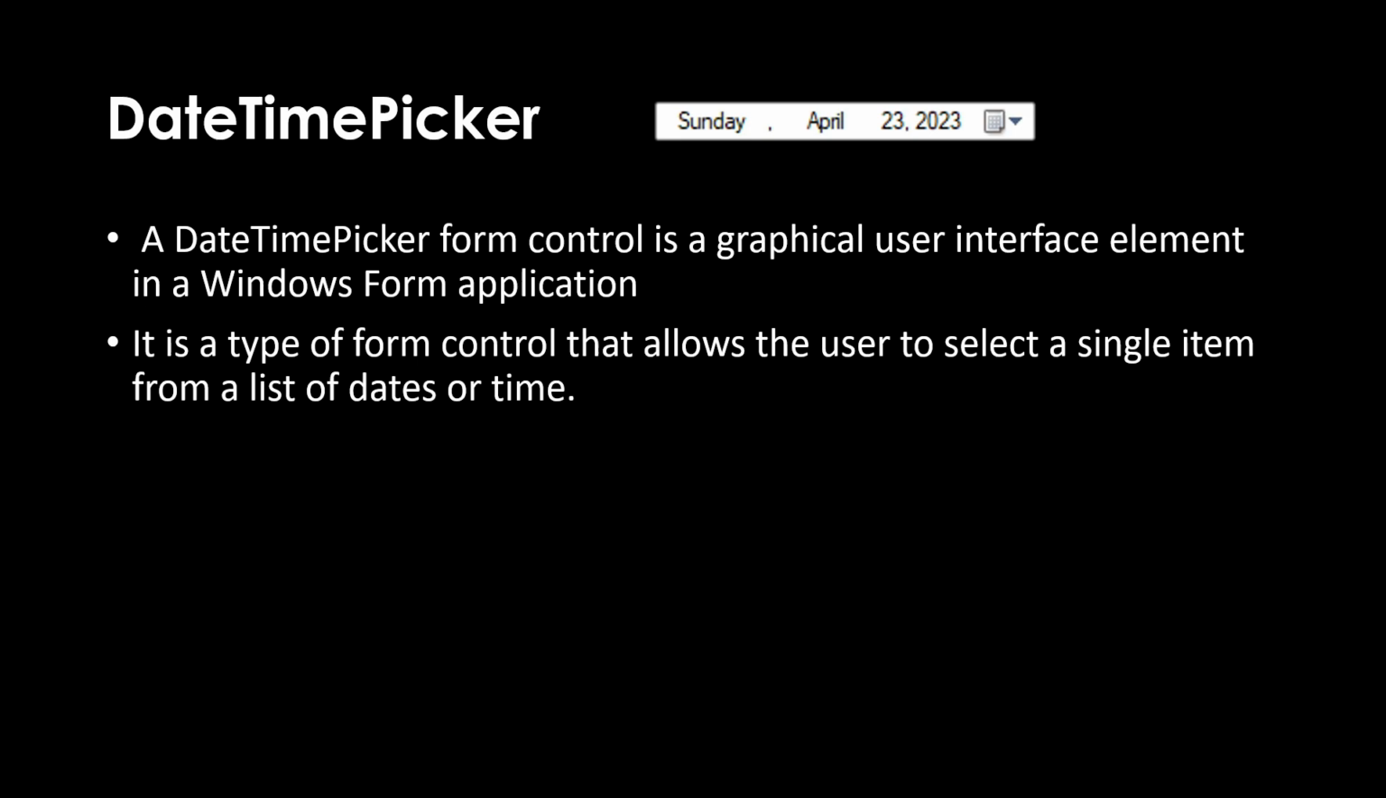Good morning. Today I will be explaining to you the use of datetime picker form control. So datetime picker form control is a graphical user interface element in a Windows Form application. It is a type of form control that allows the user to select a single item from a list of dates or time. It is typically used in forms where the user needs to input a specific date or time.